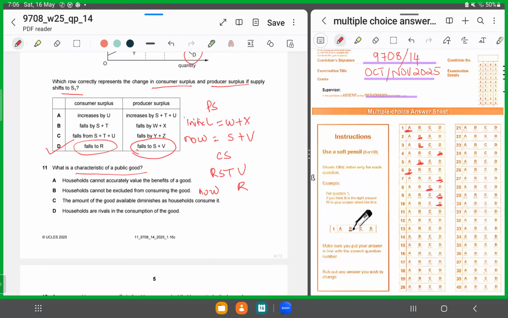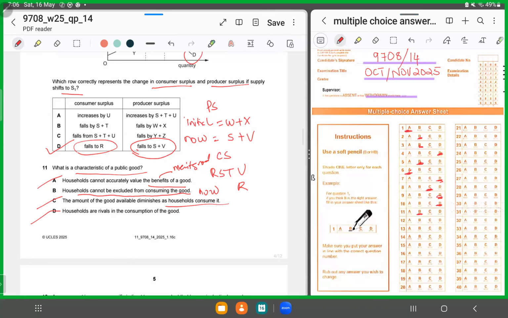So now let's look at the options. Households are rivals? No, it cannot be. The amount of the good available diminishes as households consume it. Again, it's incorrect. Households cannot accurately value the benefits of a good. This is a merit good. So it's not A, it's not C, it's not D, it has to be B. Households cannot be excluded from consuming the good, which is non-excludability. So for 11, we'll shade in B.